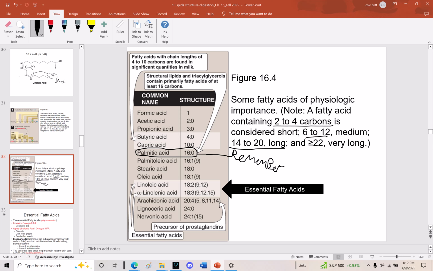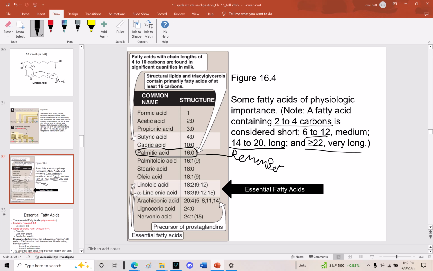So all of those exist in our body, and we can make all of them as long as we have our essential fatty acids. So we can make all of those short, medium, and long fatty acids that your body needs, as long as we get the essential fatty acids in our body. We have enzymes to create these lipids.